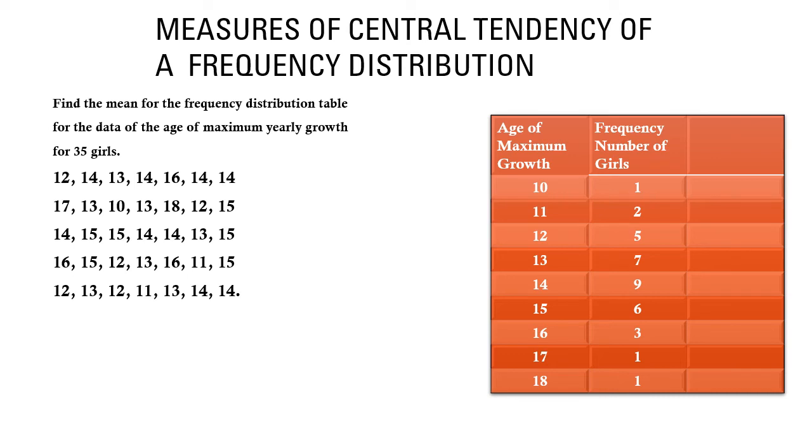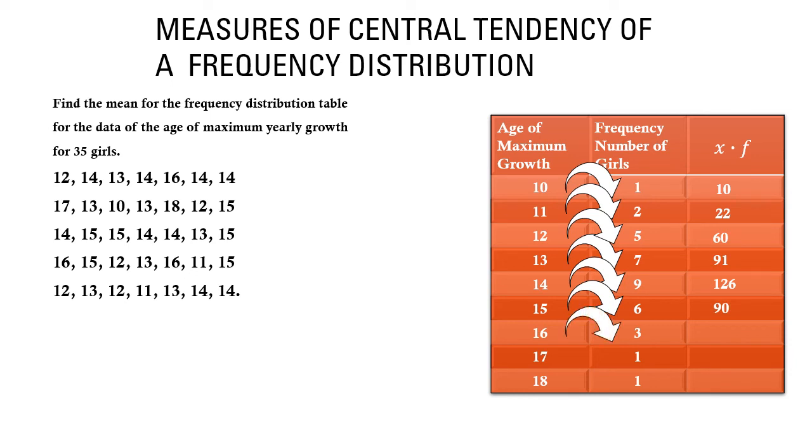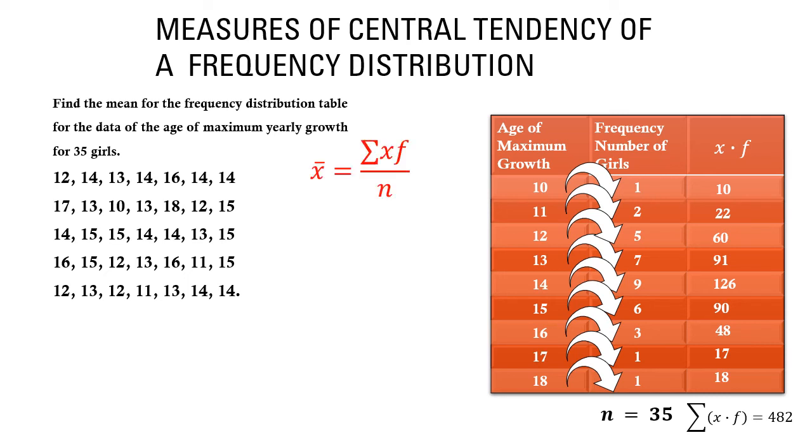To find the mean, we're going to multiply each data value by the frequency. So 10 times 1 is 10, 11 times 2 is 22, 12 times 5 is 60, 13 times 7 is 91, 14 times 9 is 126, 15 times 6 is 90, 16 times 3 is 48, 17 times 1 is 17, and 18 times 1 is 18. The sum of all frequencies is 35, and the sum of all the products of my data multiplied by the corresponding frequency is 482. Therefore, the mean is 482 divided by 35.